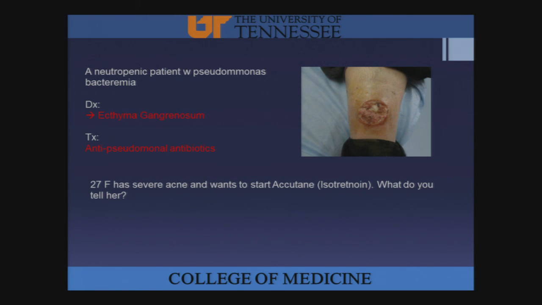27-year-old female with severe acne who wants to start Accutane, which is the isotretinoin for the severe nodular cystic acne, right? What do you tell her? It's category X, so what does she need to do? Okay, so pregnancy test is negative. Now what? Contraception. OCPs plus another mode of contraception. Because it's category X, she needs to be on OCPs plus another mode of contraception, both during therapy and 1 month after. So that's very important.